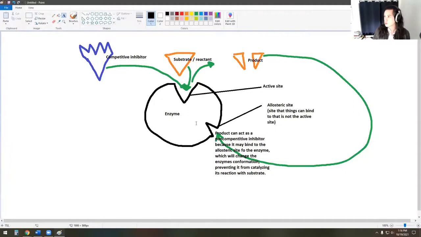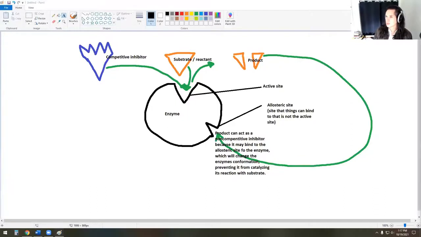That's kind of like a 211 concept, but this will help you guys in the future. So that's feedback inhibition. You don't need to know that for the test, but know that the difference between a competitive inhibitor and a non-competitive inhibitor is that the competitive inhibitor binds to the active site, and the non-competitive inhibitor will bind to a different site. And that's going to change the conformation of this enzyme, preventing it from binding to the substrate. Sorry, that was kind of drawn out.